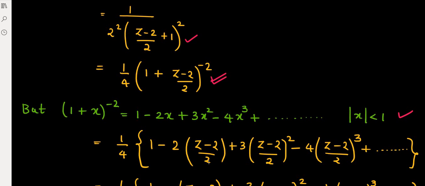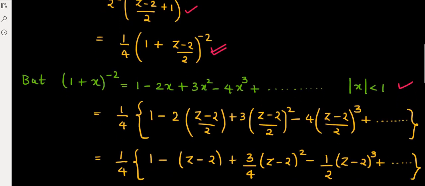Now after expanding and then opening the brackets, you will be left with this expression. Now this is the Taylor series expansion which contains terms like z - 2.